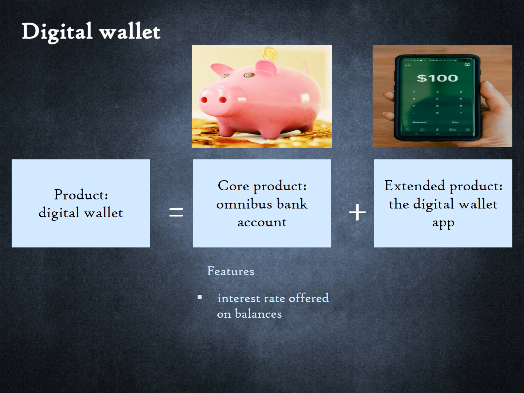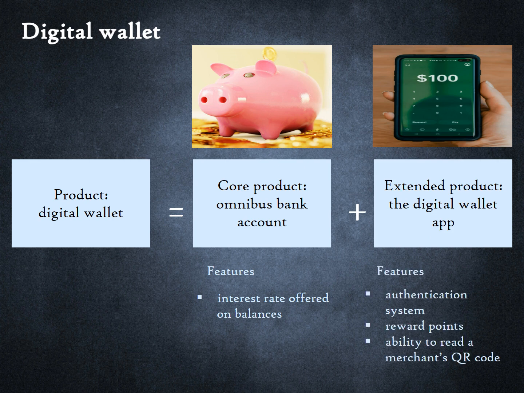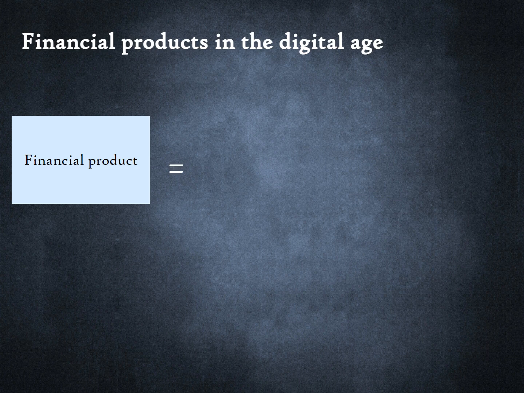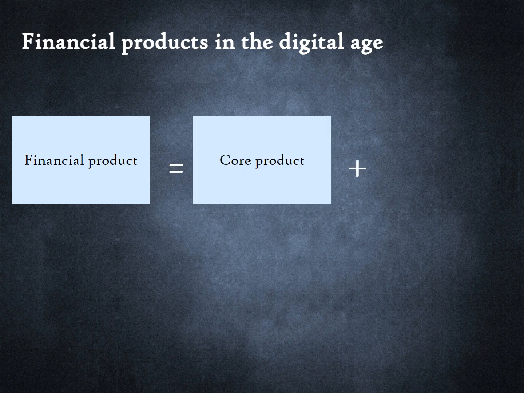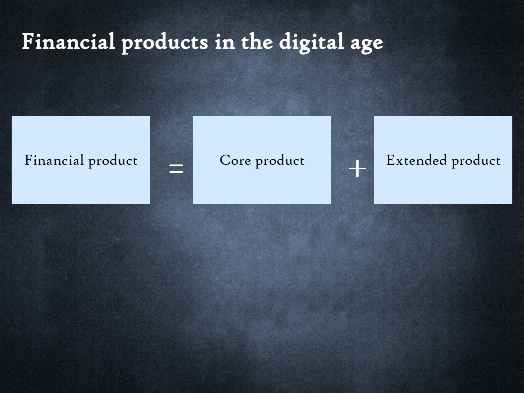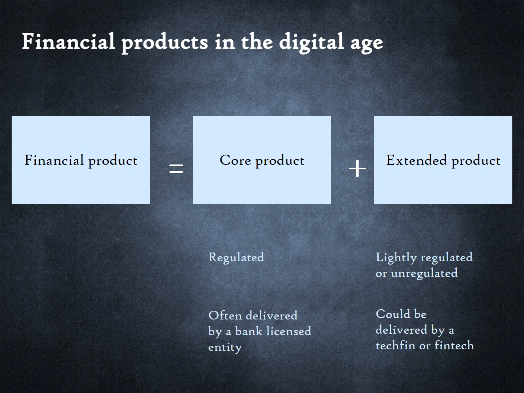Features could include the authentication mechanism by which you approve payments or the point rewards you earn from the wallet provider. We can now conceive of financial products in the digital age consisting of a core product and an extended product. The core product is often highly regulated. The extended product, on the other hand, is unregulated or lightly regulated. The extended product is often delivered by a techfin or fintech, who relies on a bank-licensed entity to deliver the core product.